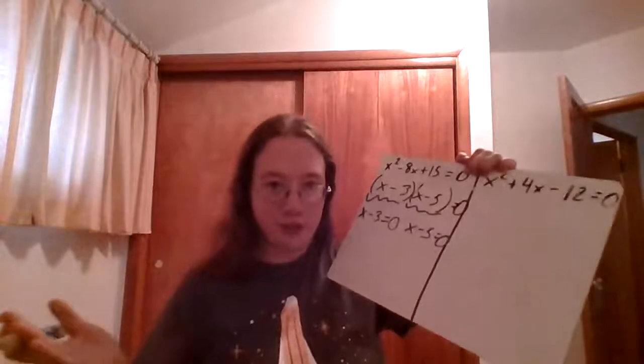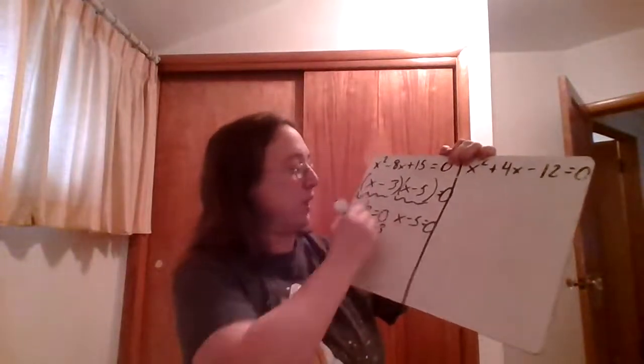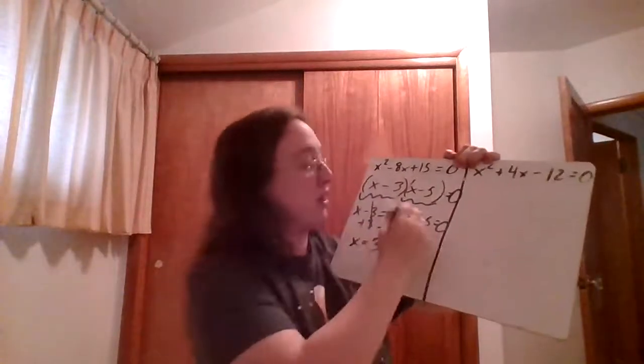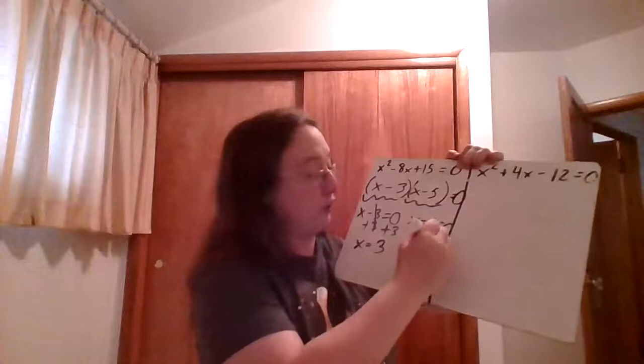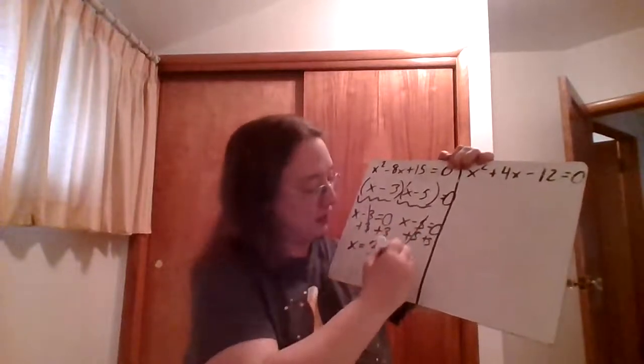So if we're getting rid of subtracting, we're adding. We're going to add a 3. We're going to add a 3. Those are gone. So either x is 3, or over here, we're going to add a 5 to get rid of subtracting a 5. Those are gone. X equals 5.